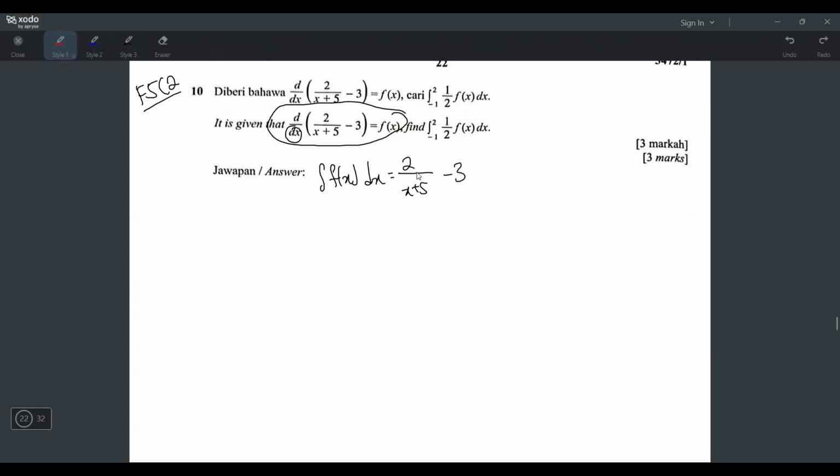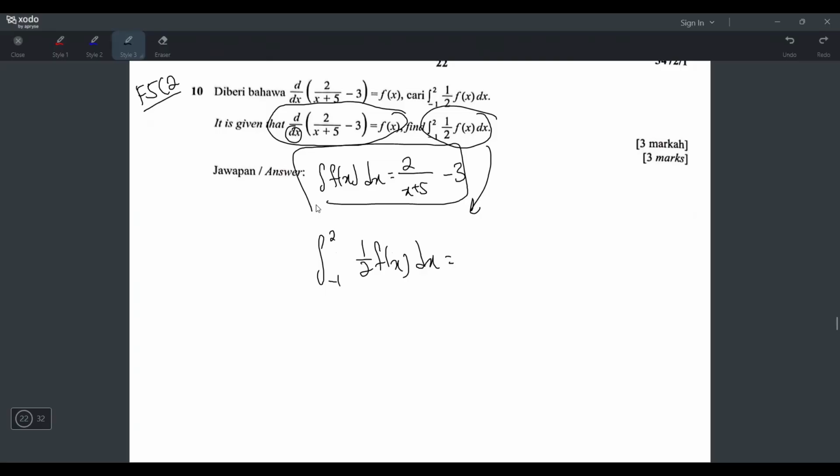Okay, now we can see what the question wants. Integrate from negative 1 to 2 of 1 over 2 fx dx, which is very different from this. But it's a bit similar. This one is the integral of fx dx. This one is the integral of 1 over 2 fx dx. So the 1 over 2 is the problem, right? Actually, the 1 over 2 you can put in front like this.